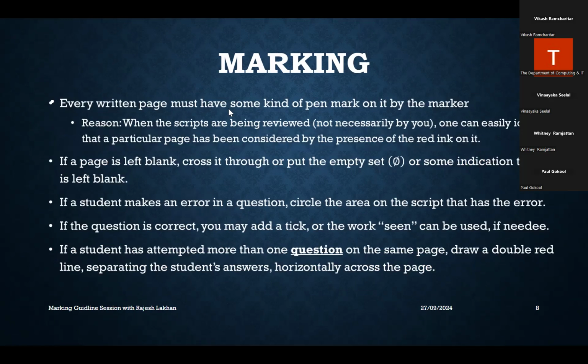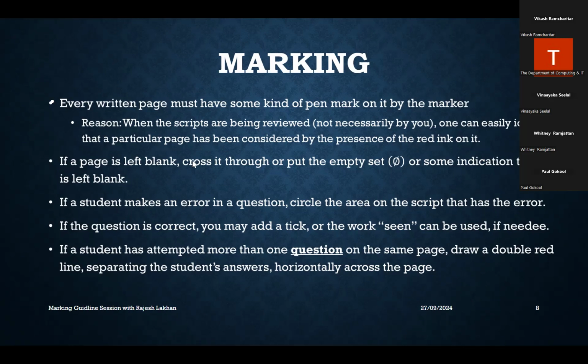Every written page must have some kind of pen mark on it by the marker. So if you have a script and it has writing on it, but the question is not completed, you still want to put a red mark on the page so that when the student gets it, they'll know that, hey, the marker looked at this and I didn't get any marks, but he looked at it. It's not like, hey, you forgot to mark this page. So once they see a red mark, they'll know it was looked at.